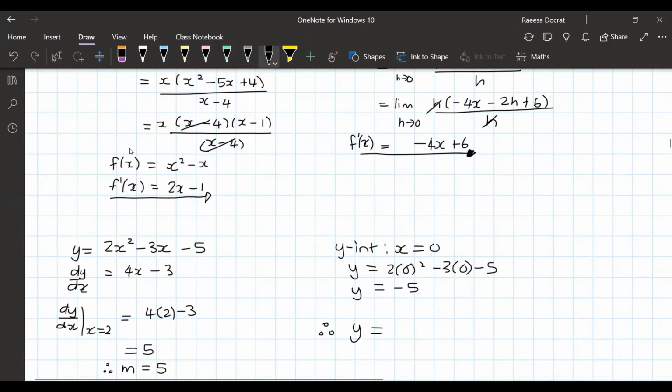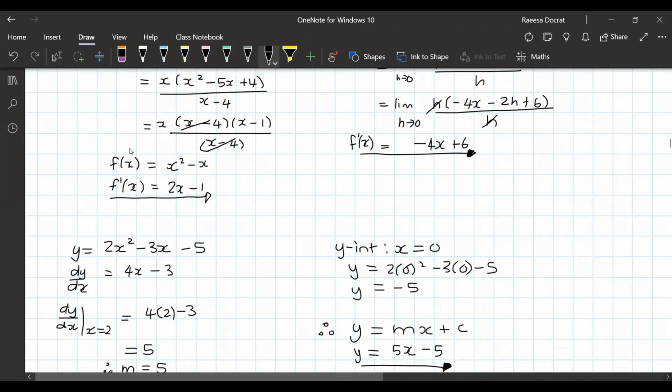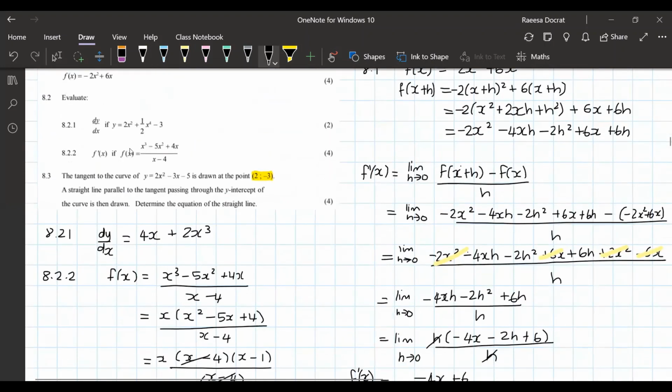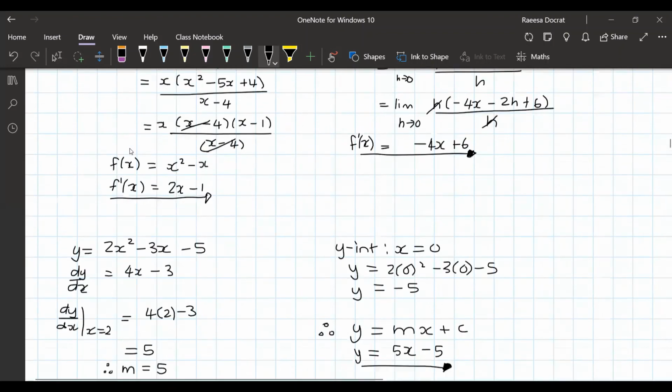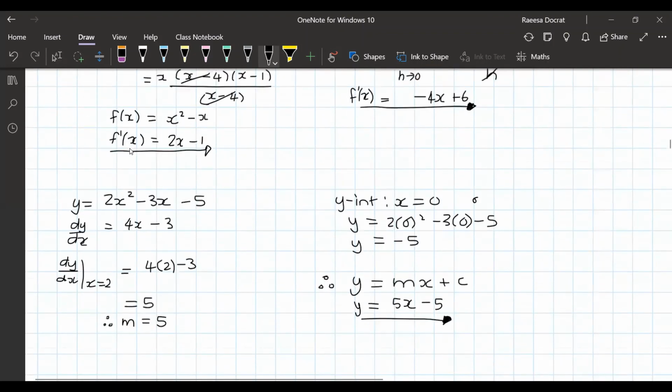Therefore, our equation, which would be y equals mx plus c: to substitute the gradient, we know it is parallel to the tangent, so the gradient is 5. And we know that it goes through the y-intercept of this graph, so its y-intercept is minus 5. That would be the equation of the line parallel to the tangent at (2, minus 3), and passing through the y-intercept of the curve.